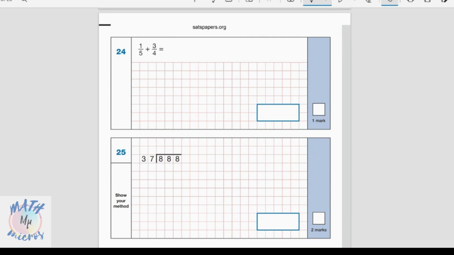Question number 24. So 1 by 5 plus 3 by 4. So you take the common LCM, 5 times 4 is 20. Now you cross multiply this, 1 times 4 is 4. And then you cross multiply 3 times 5 is 15. And you add these both. So you get 19 by 20.